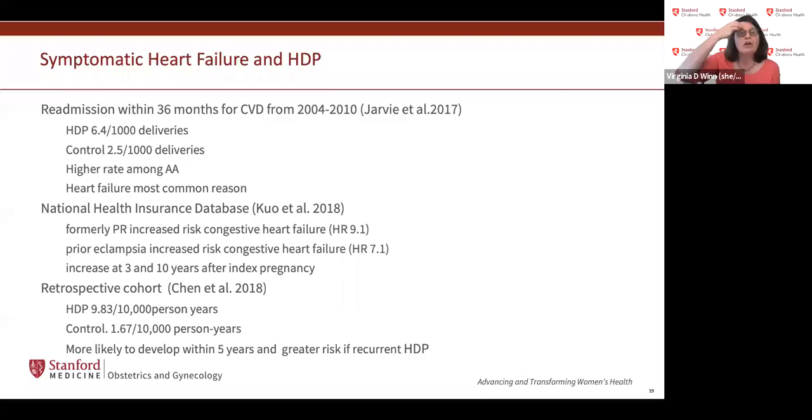In a large insurance database study, they showed that risk of congestive heart failure, formerly, I have a typo, I think.